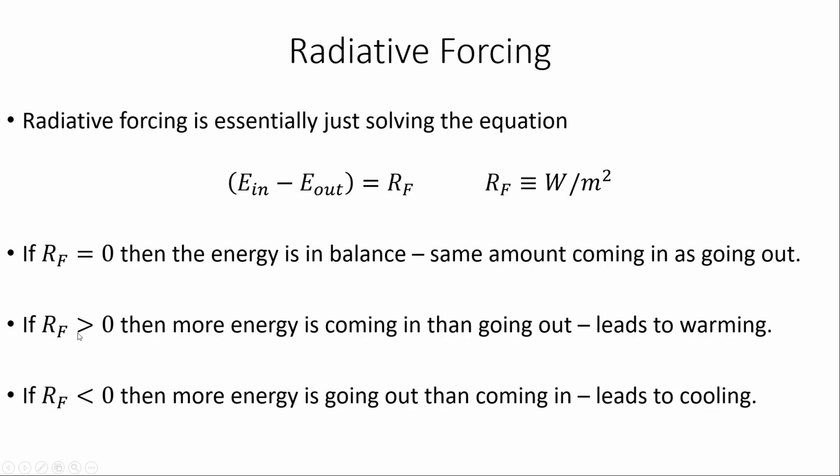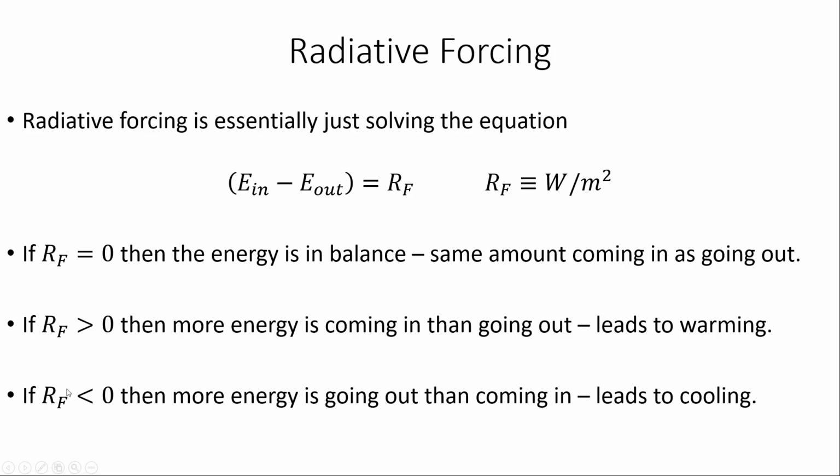Whereas if the radiative forcing is greater than zero, so if it's positive, then that means more energy is coming in than is going out, because it would mean that this E sub in is bigger than this E sub out here. And this will lead to warming, because we are gaining more energy than we are losing.